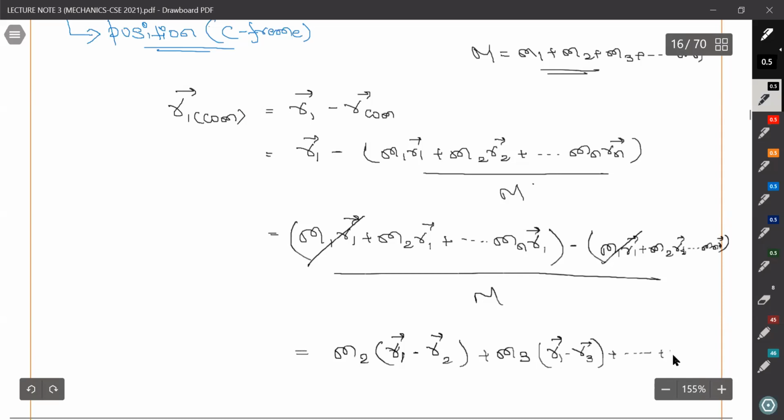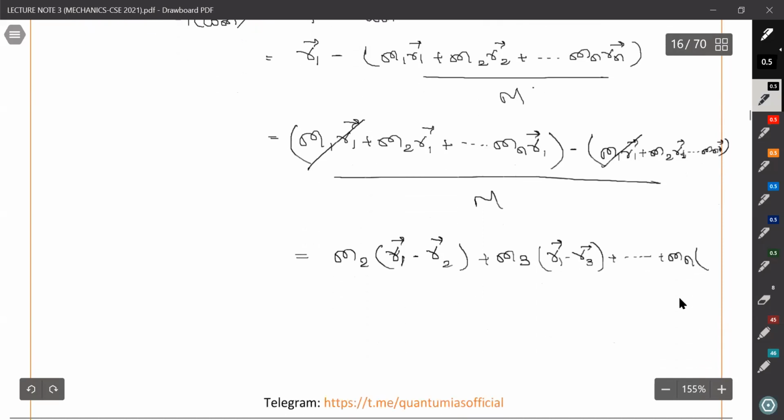Up to so on, mn r1 minus rn upon total mass. So this is what r1 in center of mass.